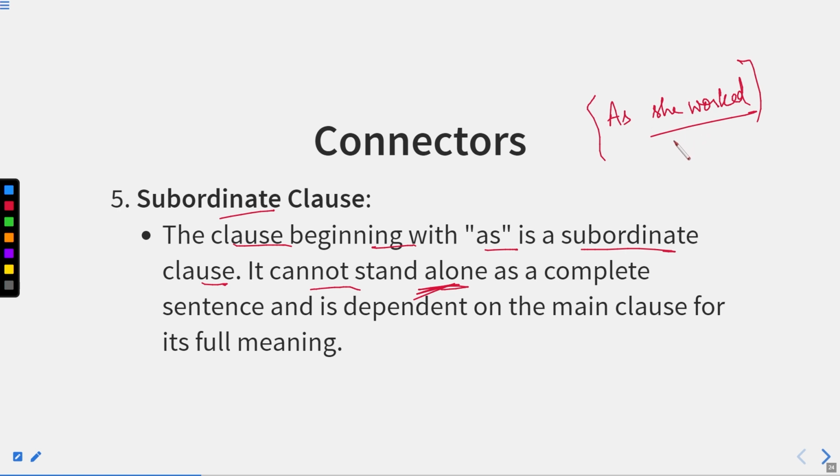But in the main clause, the structure will be subject plus verb plus object, so that will be the entire sentence that can stand alone as a complete sentence. The subordinate clause cannot stand alone as a complete sentence and is dependent on the main clause for its full meaning. Unless there is the main clause, it is incomplete.